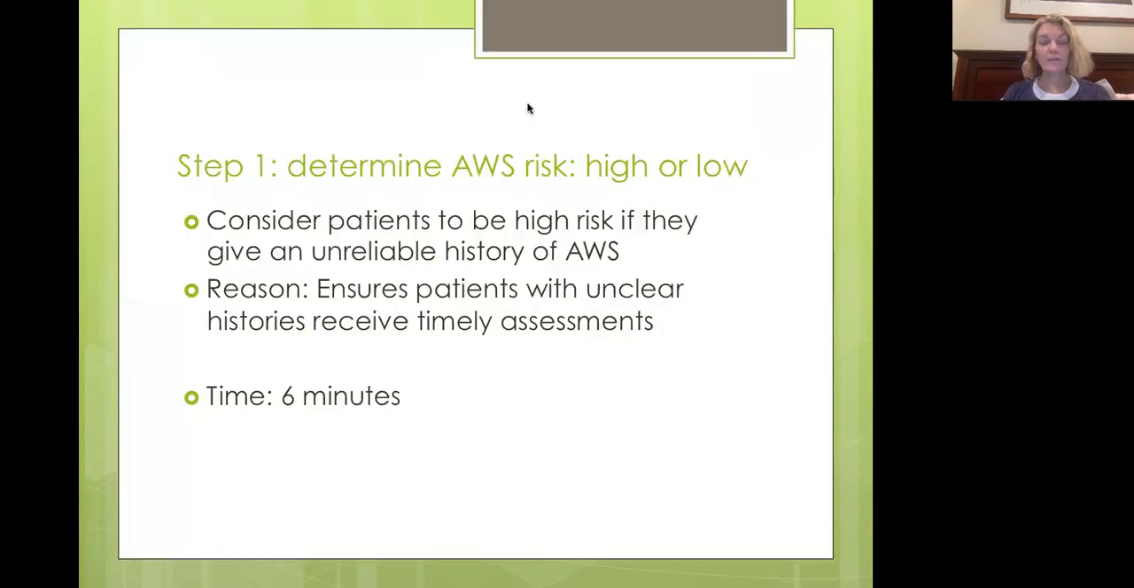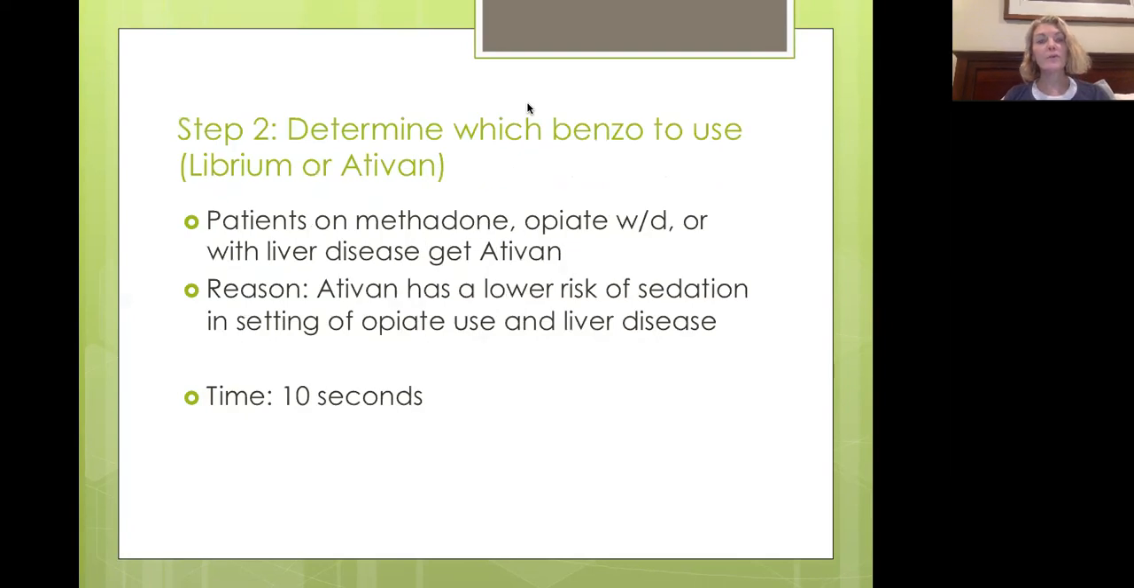Step one, as you saw in the other video or recording, if you watched that, is to determine alcohol withdrawal syndrome risk, either high or low. We discussed this earlier in more detail, so I'm not going to spend a lot of time on it, but you want to consider patients high risk if they give an unreliable history of alcohol withdrawal syndrome. If they give you a funky history and you're not sure, don't hesitate, put them in the high risk category, especially if they have a history of concerning alcohol consumption. We can talk more about what that means in our live in-services. We do this because it ensures that patients with unclear histories receive timely CIWA assessments and treatment if needed.